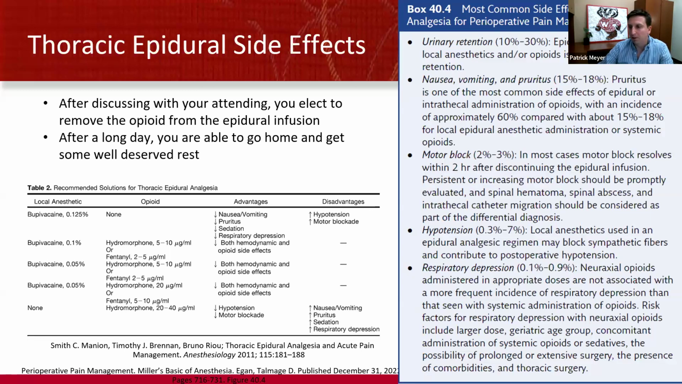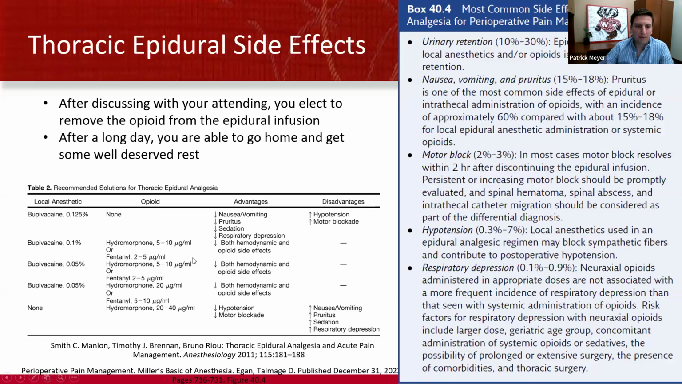Hypotension is usually a result of the local anesthetic, not the opioid. And then respiratory depression. So you can see that with neuraxially administered opioid, although the amount that's systemically absorbed is much lower than what we see with big IV doses of opioids. So really, we're minimizing the systemic effects when we're using neuraxial opioids as an alternative.